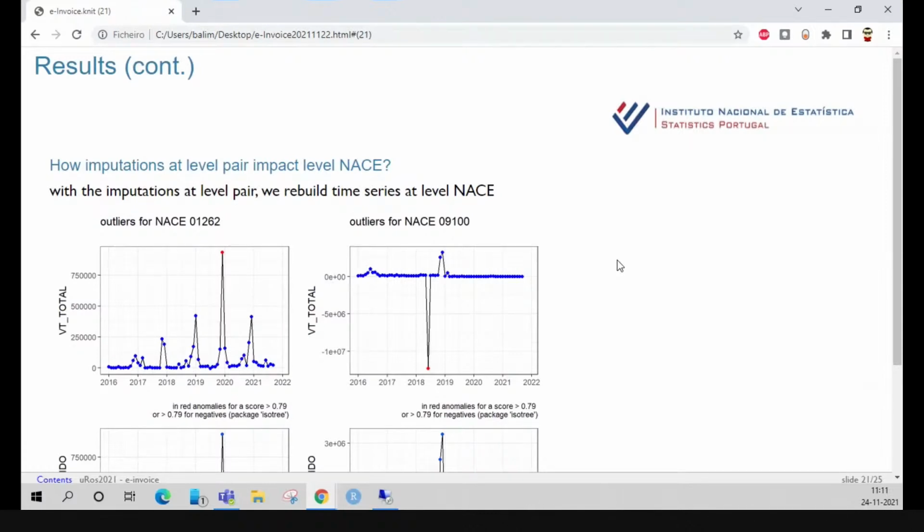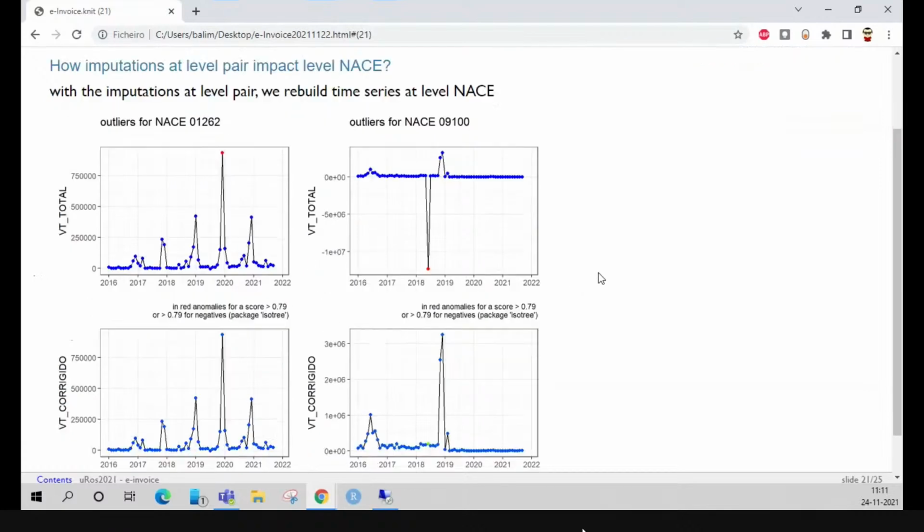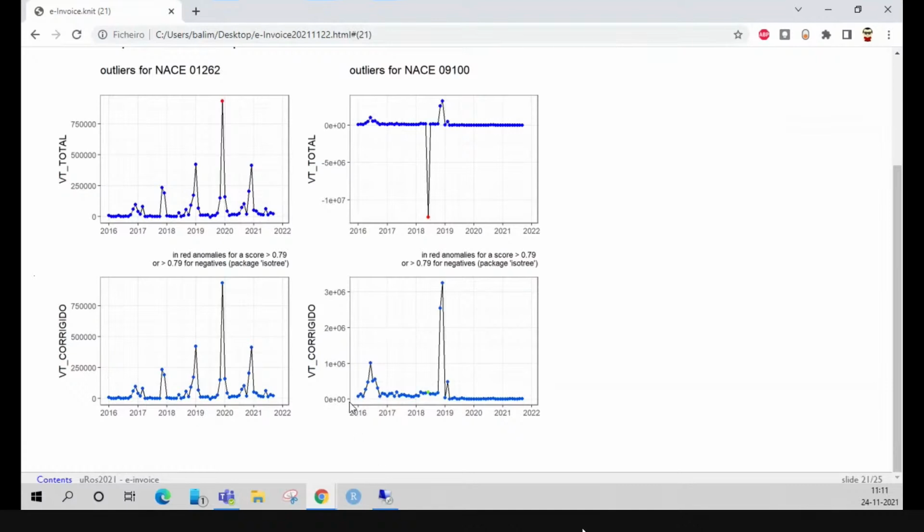So in the last part, we want to see how the imputations we made at level pair impact the time series at level NAS. So we rebuilt those time series at level NAS with the new values. On the top, you can see the original time series with the previously detected anomalies. On the bottom, the new time series with the imputations.